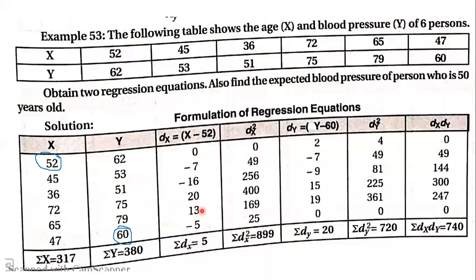And once you add all of these, that is sigma dx. Sigma dx is nothing but 5 because you have both plus as well as minus values. So you get 5.